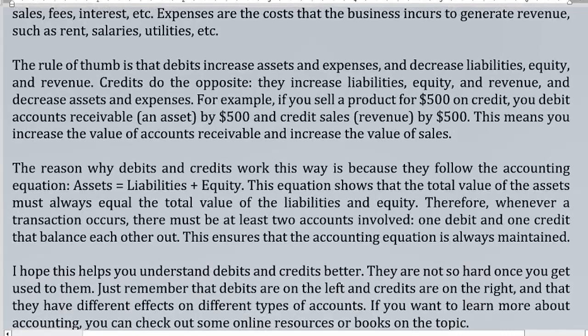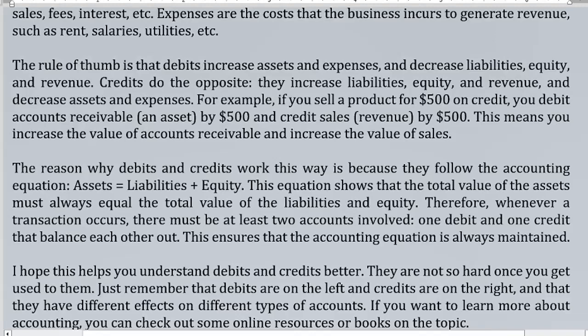The rule of thumb is that debits increase assets and expenses, and decrease liabilities, equity, and revenue. Credits do the opposite. They increase liabilities, equity, and revenue, and decrease assets and expenses. For example, if you sell a product for $500 on credit, you debit accounts receivable, an asset, by $500 and credit sales, revenue, by $500. This means you increase the value of accounts receivable and increase the value of sales.